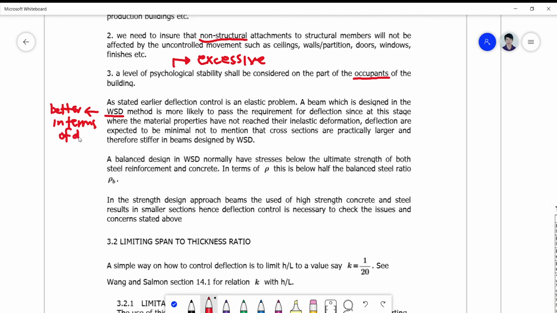Okay, but of course, when you say better, it does not necessarily mean that you have to use it, no? So, if you use a better method in terms of deflection, but it's very expensive, so you might as well think twice.